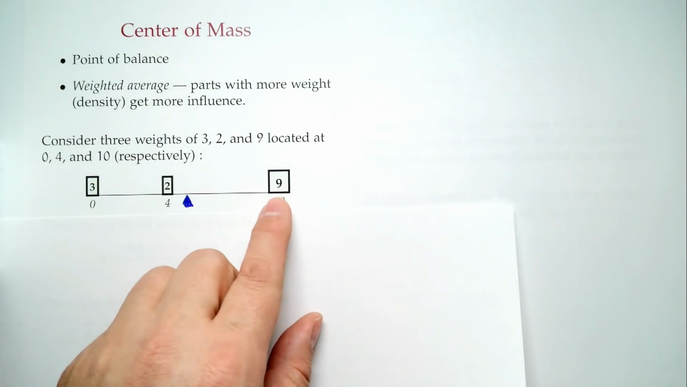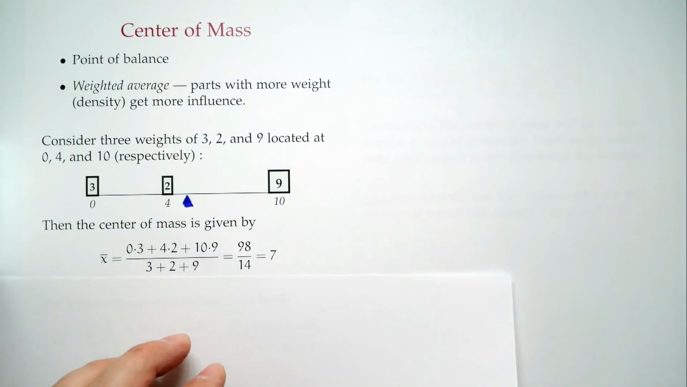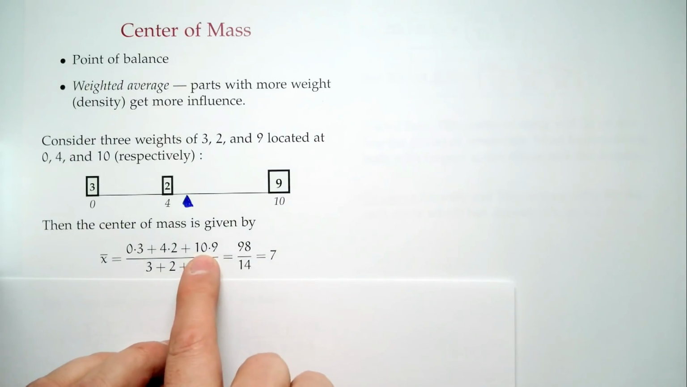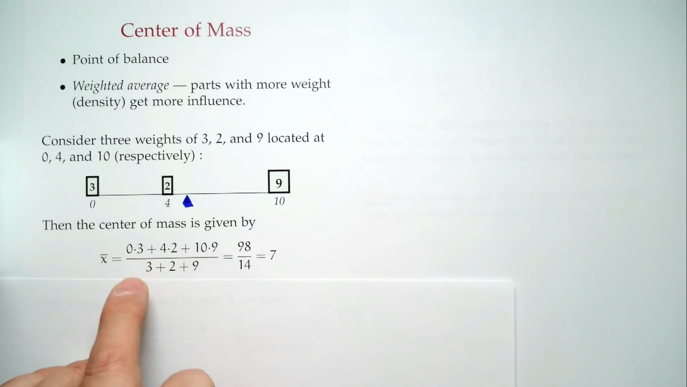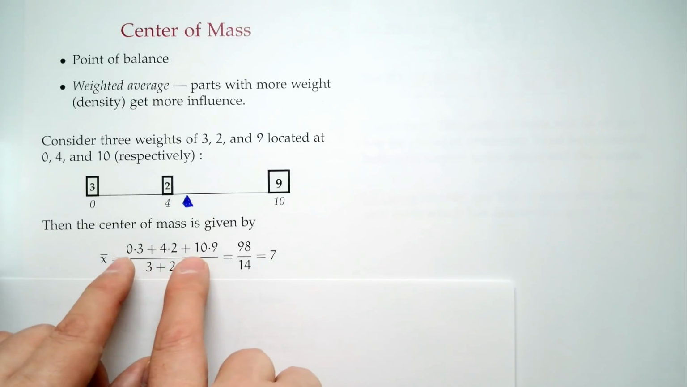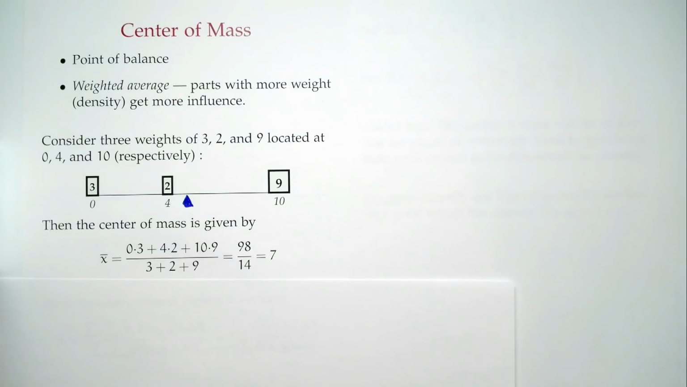It's how many there are with where you are. So what's happening is it's 10 times 9, 4 times 2, 0 times 3. So it's a combination of location and mass. And then you're dividing by the total mass. So we're weighting these locations, 0, 4, and 10, corresponding to how much is actually there.